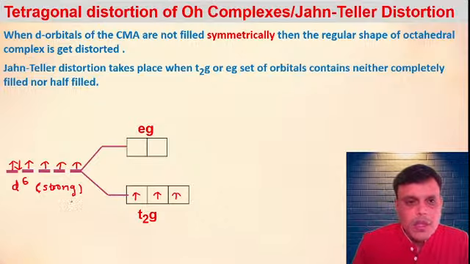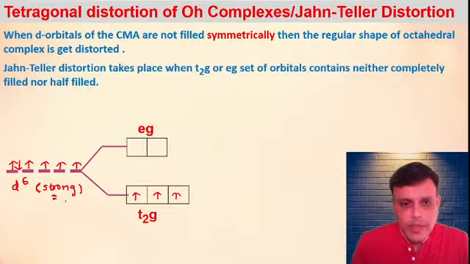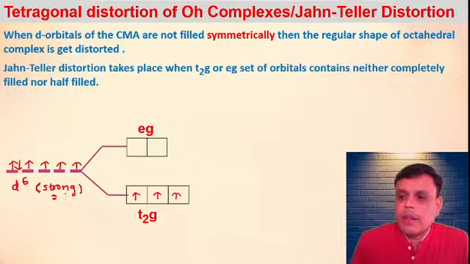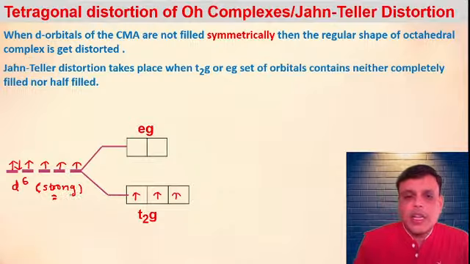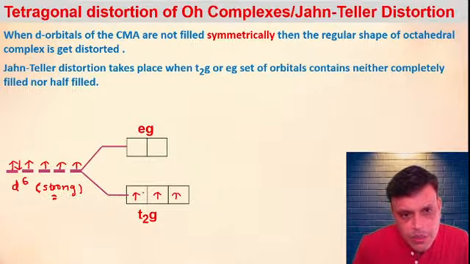Tell me, will the fourth electron go into EG or T2G? Complex is strong field, please remember this. So whether it will go in T2G or EG, tell me. Komal is saying EG, no EG, why EG? It goes into EG when it is a weak field, so it will go into T2G. So the fourth electron will go into T2G.